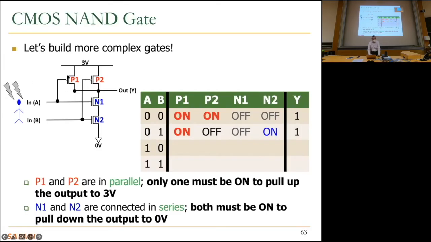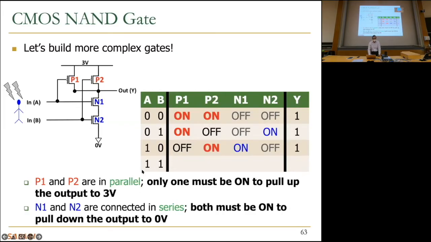This time, A is 1, so this is disabled. This is enabled, interesting. We cannot tell anything right now. If B is 0, this gets enabled, so output gets connected to 3 volts, and this gets disabled, so output doesn't get connected to 0 volts. So you again get a 1 at the end.